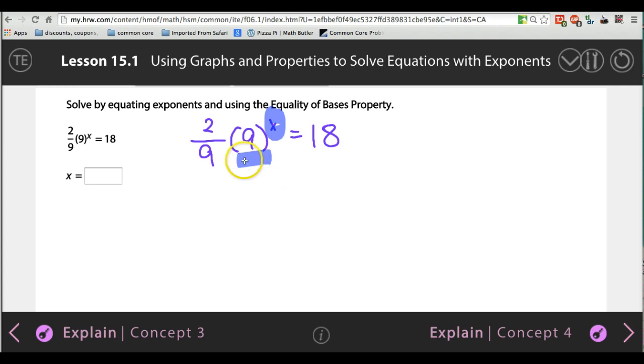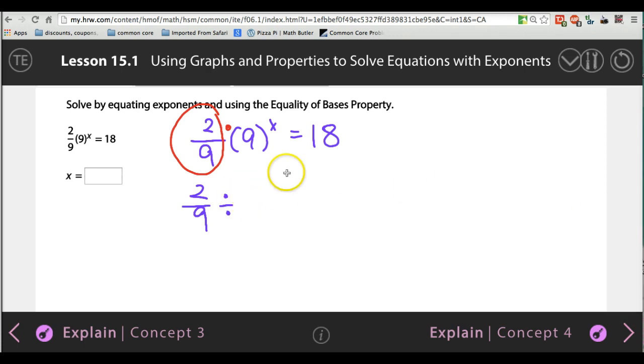So our goal now is to leave this whole thing by itself, which is 9 raised to the x power, okay? So then that means we gotta get rid of what? Yes, we gotta get rid of the 2 over 9. The relationship between the 2 over 9 and the 9 raised to the x power is multiplication, right? So the inverse of multiplication is division. So in other words, you have to go 2 over 9 divided by 2 over 9.